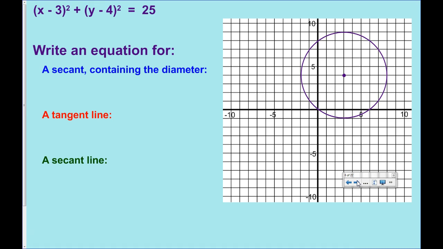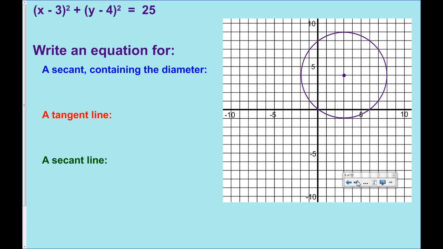The next type of problem that the book might ask you is to write equations for lines, linear lines, that have certain properties. In this case, a secant going through the diameter or containing the diameter, a tangent line to the circle, and just any old secant line. Now technically there are an infinite number of ways to do each one of those items, but there are a limited number of ways to do each one of those items easily. So I want you to pause the video and see if you can come up with some equations for lines that fit the bill per those specs right there.